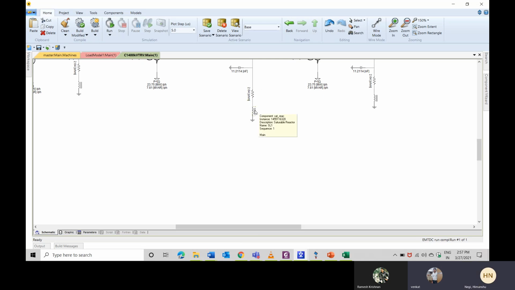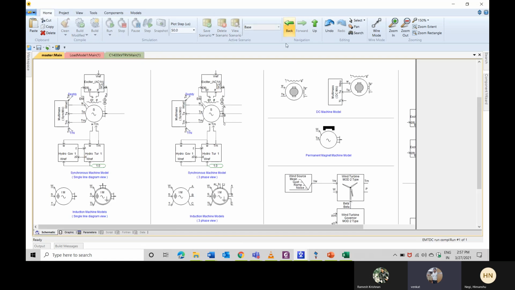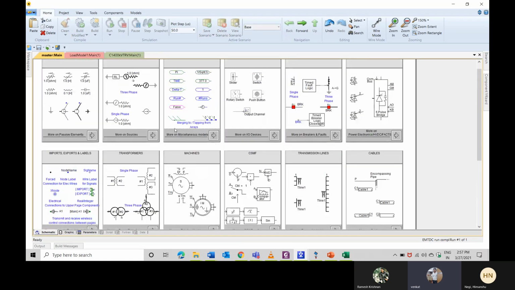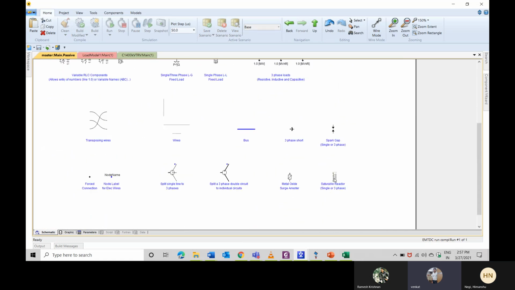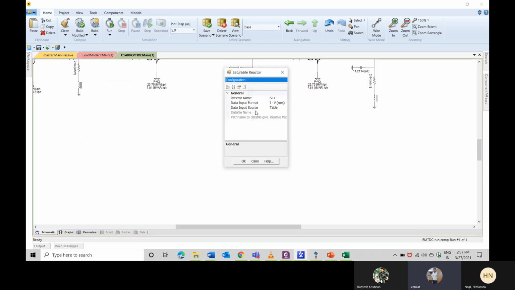Then, other than that, we have to model this reactor as a saturable reactor, right? For that, I have taken a saturable reactor from this model. Just take a minute. Can you see this? There is something called a saturable reactor. I took that reactor from there and put it here.